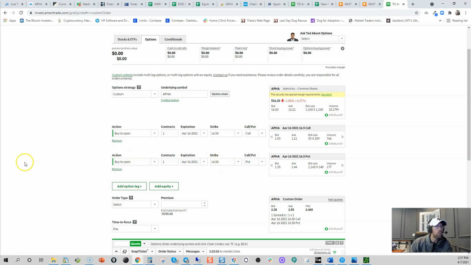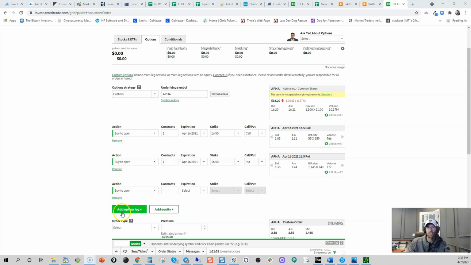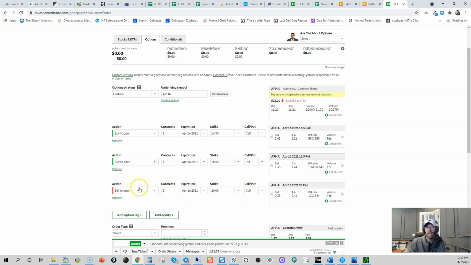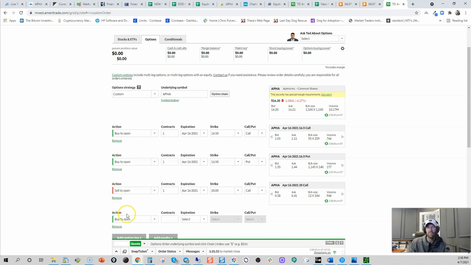So to the upside, we were looking at $20, and so I add another option leg. I'm going to sell the call. So this will be expiration 4/16. This will be the $20 call. So I'm going to sell the $20 call right here. And then I will also add that final leg, and this will be a sell to open. And this will be to the downside. If price drops, then we're going to sell that put. And so this will be the April 16th. This will be down to $13. So $13 here. And this will be a put.